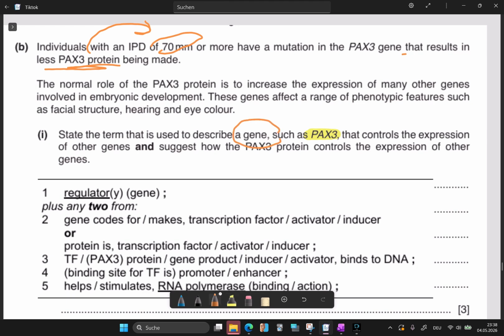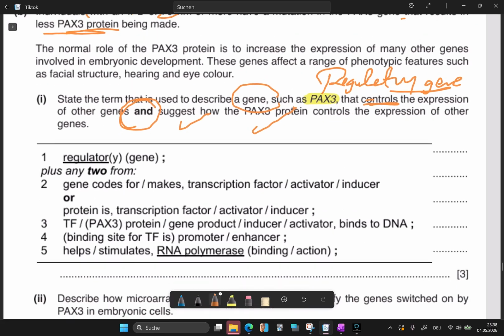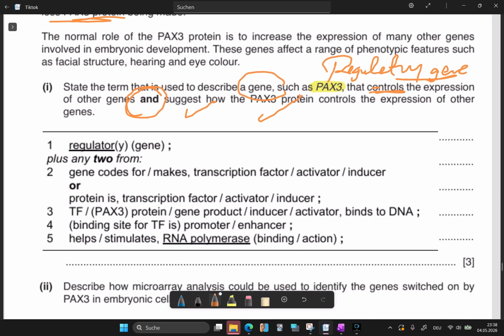Even if you didn't understand the story, he already said that they control. So you can clearly tell that this is a regulatory protein, a gene. Okay? And the "and" is in bold, so do not forget to complete your answer. Suggest how this protein controls the expression of the other gene. So you can simply solve this without understanding the prior part.